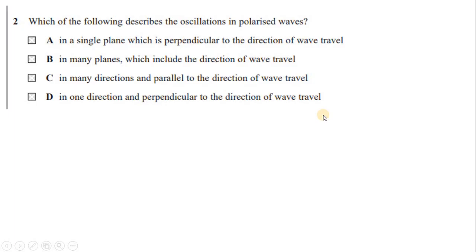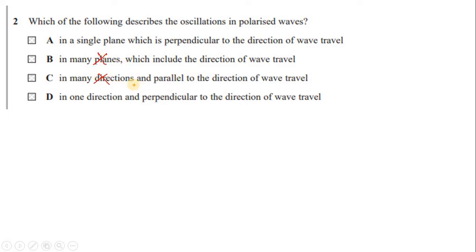Question number 2. Which of the following describes the oscillation in a polarized wave? A single plane which is perpendicular to the direction of wave travel. So oscillation in a single plane which is perpendicular to the direction of travel. No, single plane, because it is not perpendicular. Single plane that includes the direction of travel. So many planes, indeed, polarized cannot have many planes, cannot have many directions.